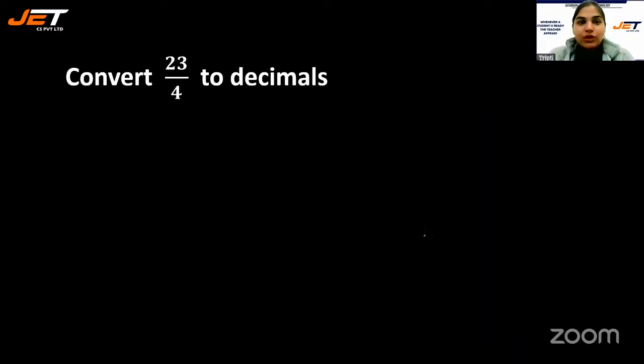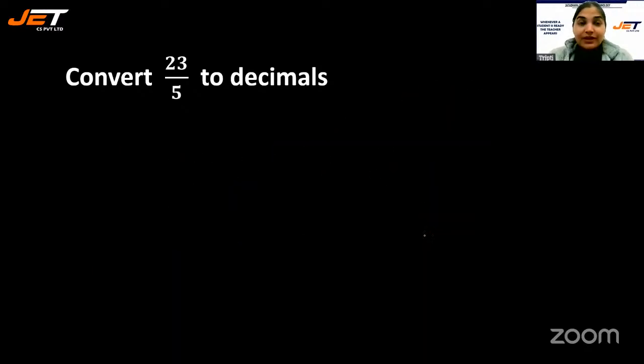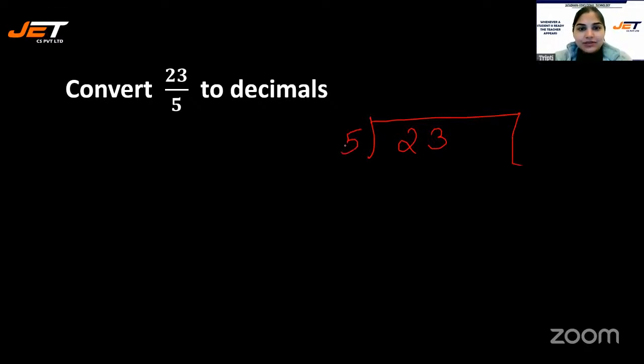Okay, convert 23 by 4 to decimals. I guess we have done this. Okay, so we'll not do this again. 23 by 5 this time. Convert 23 by 5 to decimal.